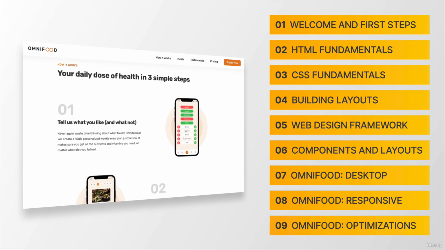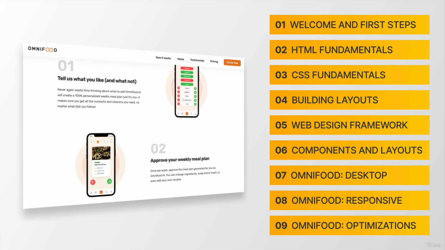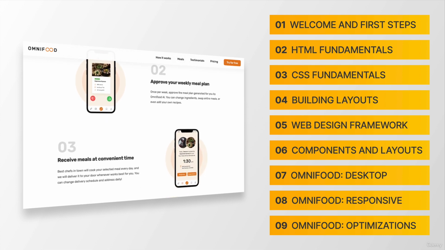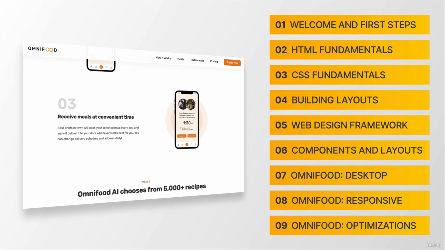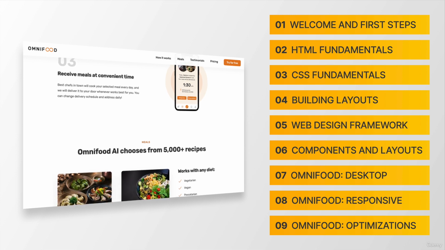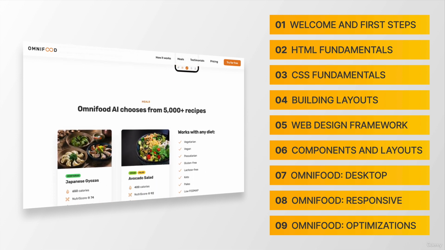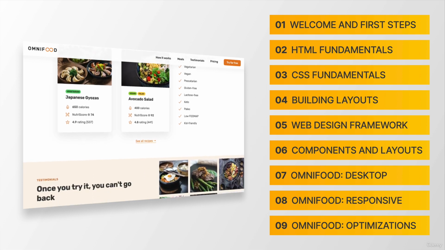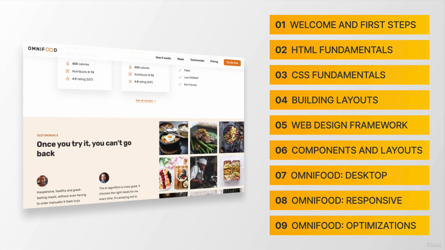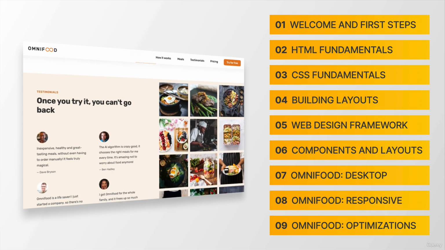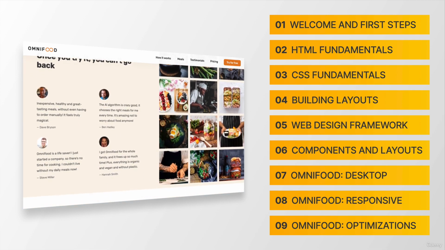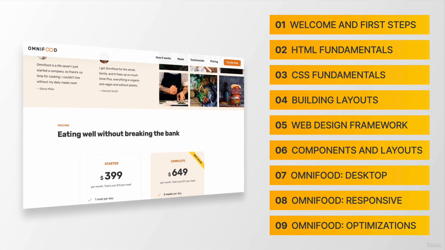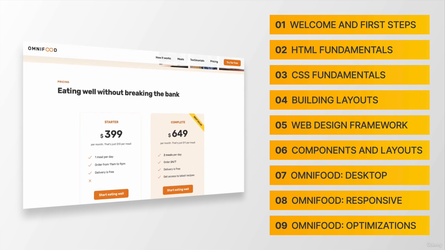Finally, sections 7, 8, and 9 are all about building our big course project, which is called Omnifood. So here we will finally build that beautiful, responsive, and real-world website that this course is all about. And to do this, you're gonna use all the skills that you have accumulated up until this point, and of course also learn a lot of new stuff, such as how to plan and sketch a website, how to make it responsive, and really how to handle such a big project from start to finish.